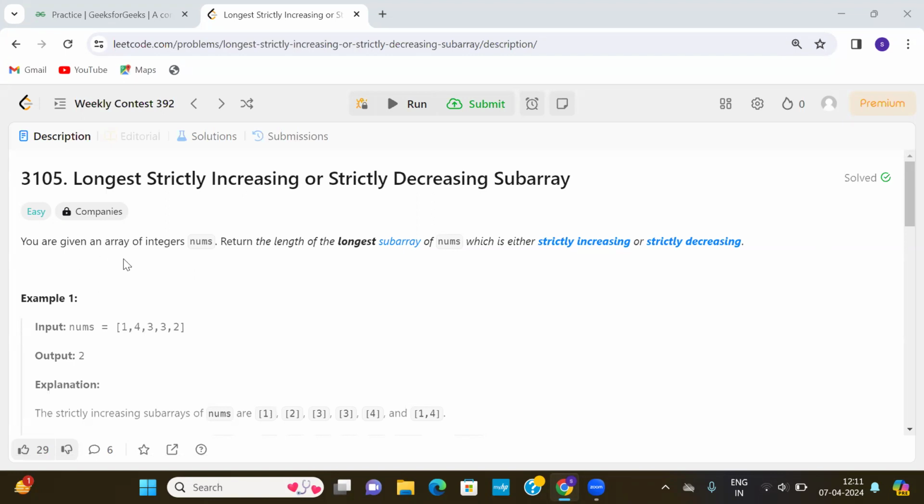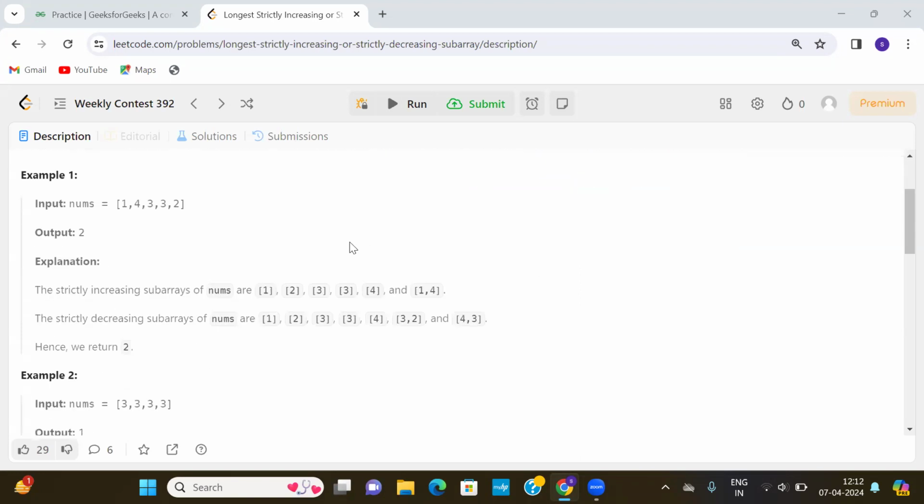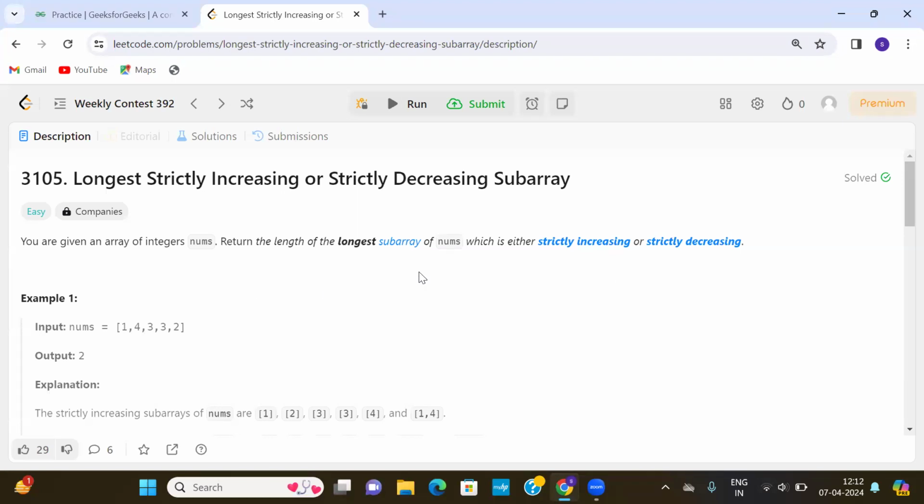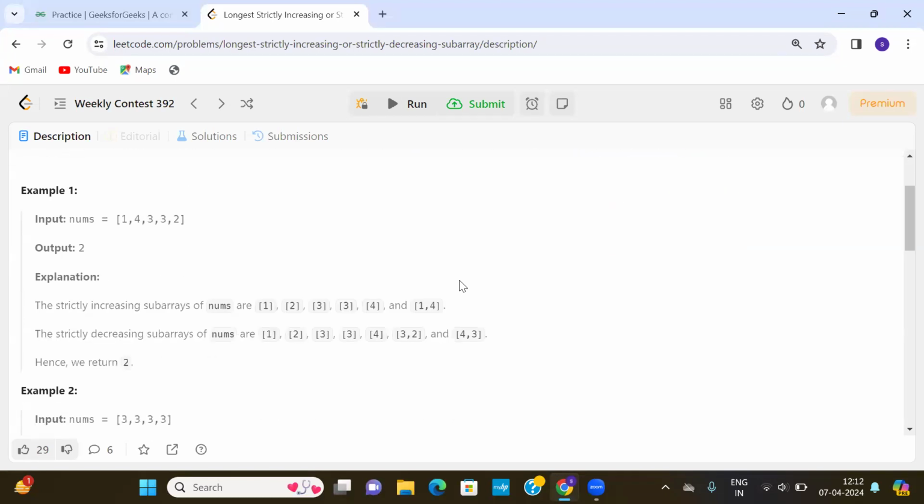So we were given an array of integers nums. We need to return the length of the longest subarray of nums which is either strictly increasing or strictly decreasing. What do I mean by strictly increasing or strictly decreasing? It should increase continuously. For example, 1 4 3 3 2 was a nums vector given to us. So 1 4 is strictly increasing, but 4 3 is decreasing. If I take 3 and 3, it is not increasing because 3 is equal to 3. So we need to return the length of the max.